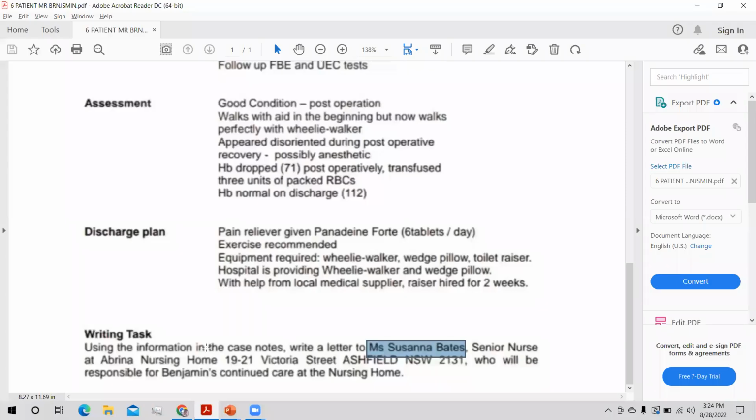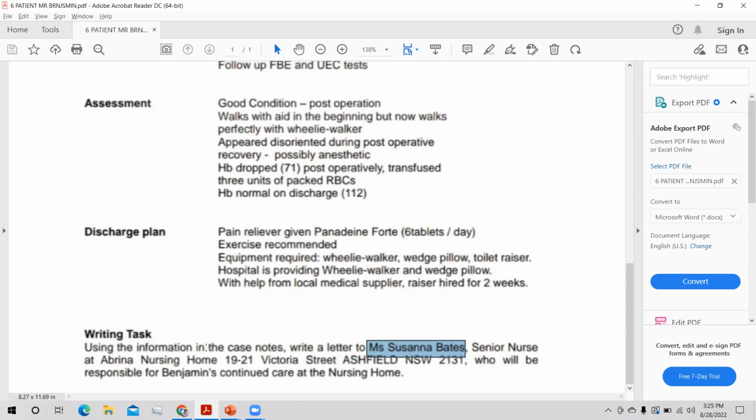Okay, now coming back to the case note, when we are writing a letter, the first thing that we have to know is whether this patient is known to the person to whom you are writing. Here we are writing to a senior nurse. By that designation, we can't tell whether this person knows him or not. If you are writing to a GP, we can definitely understand that the GP knows everything about that patient. But here, Susanna Bates is a senior nurse, and we don't know exactly whether she knows him or not.